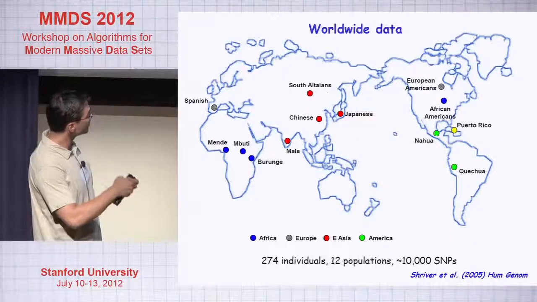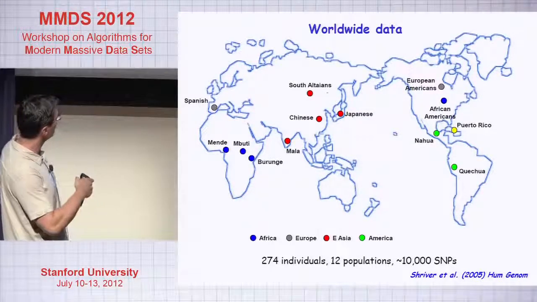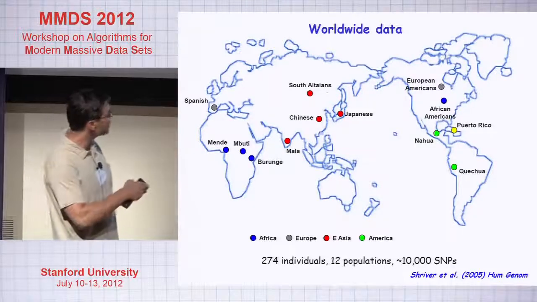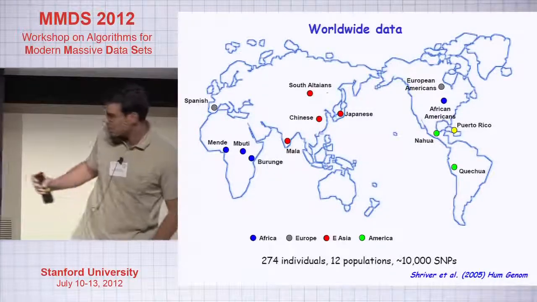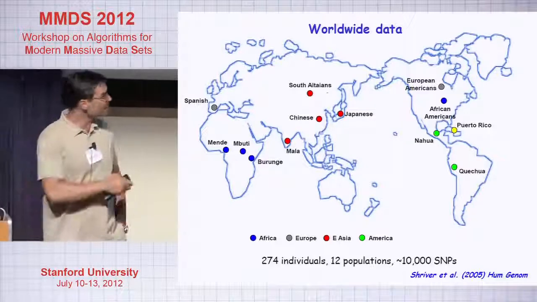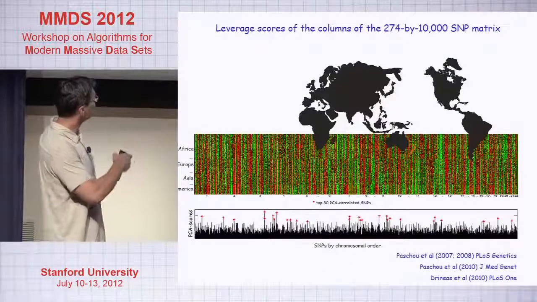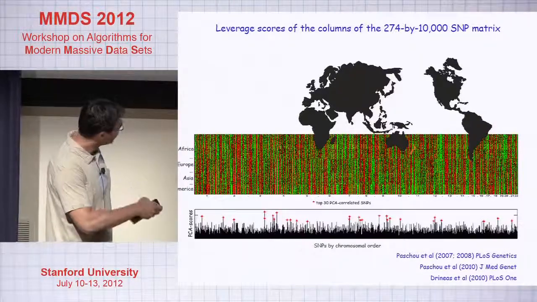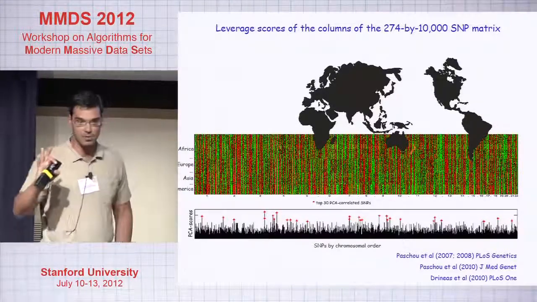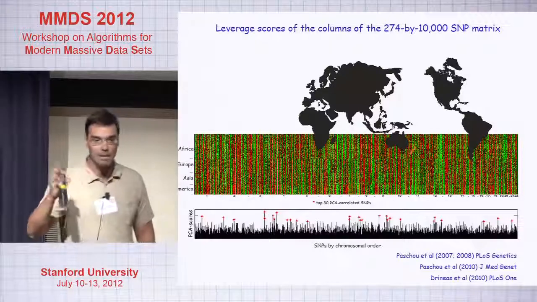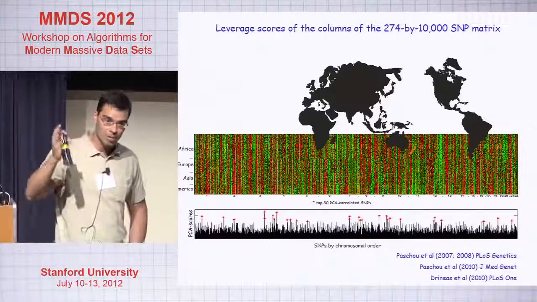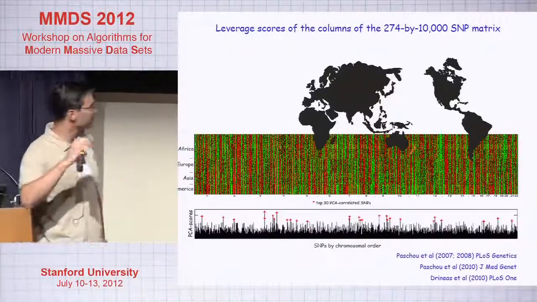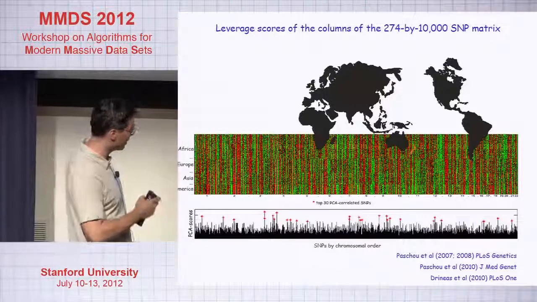These are the populations. As you can see, we have continental representation from Europe, Africa, Asia, and some Native American populations. This is what the matrix looks like. All the individuals are here. They are sorted by region. And these are the SNPs. There are three colors in this picture: red, green, and black. Black corresponds to heterozygotic, and red and green to homozygotic in either allele.